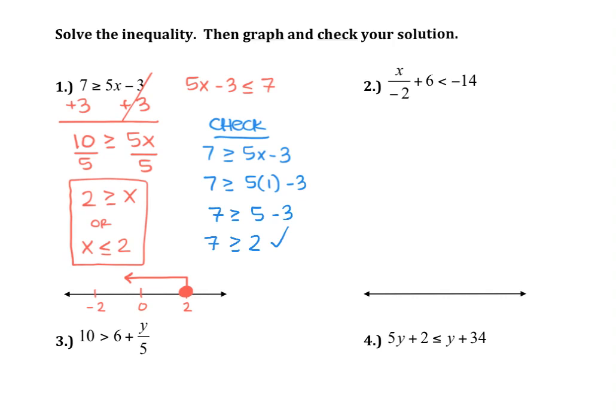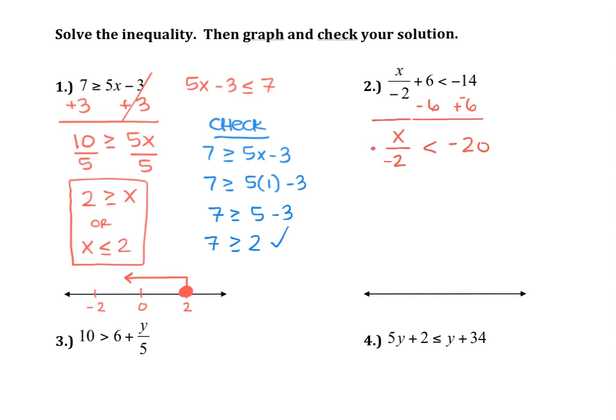Again, I'm trying to get x by itself. So I'm going to start by subtracting 6 from both sides. That gives me x divided by negative 2 is less than negative 20. If you need to, think about that as negative 14 plus negative 6. Do that. Be careful with those negatives.